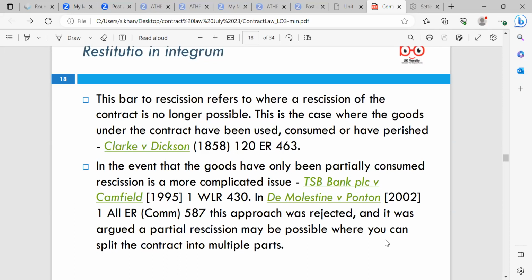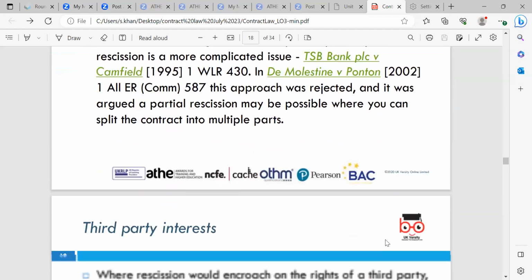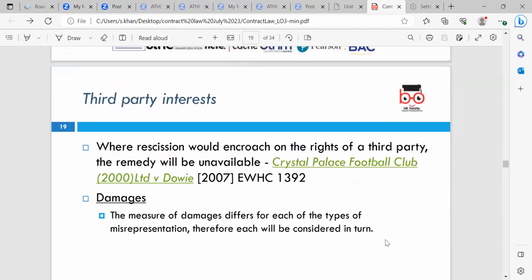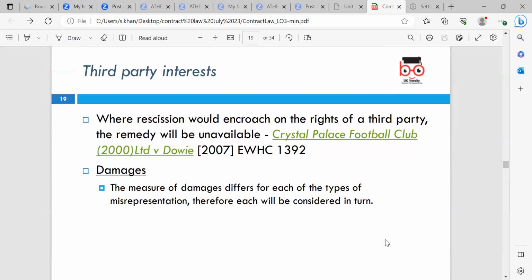1 All ER 587. This approach that was used in TSB was rejected, and it was argued a partial rescission may be possible where you can split the contract into multiple parts. Third-party interests. Where rescission would encroach on the rights of a third party, the remedy would be unavailable, as in the case of Crystal Palace Football Club 2000 Limited and Dowie 2007.